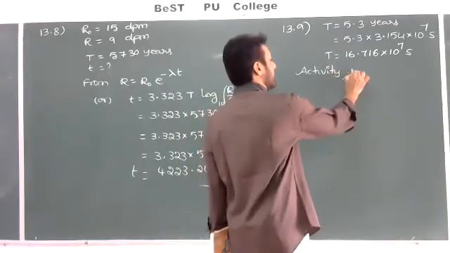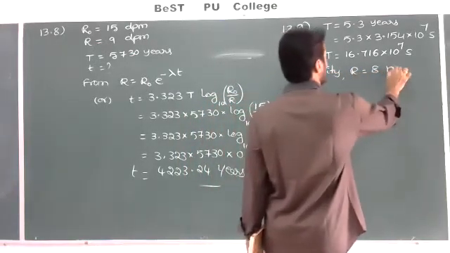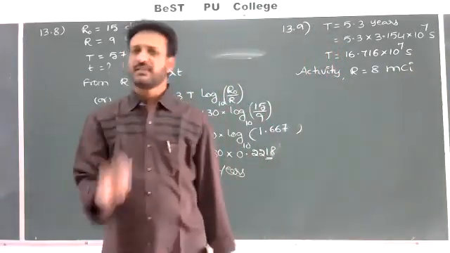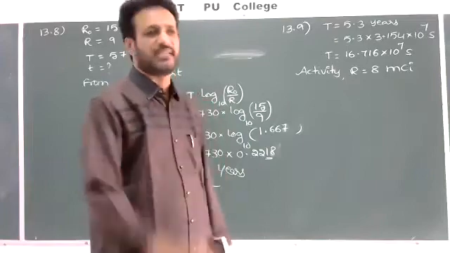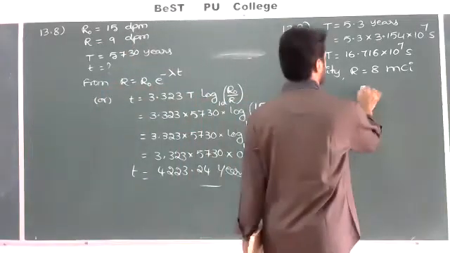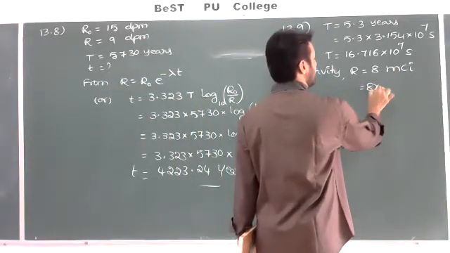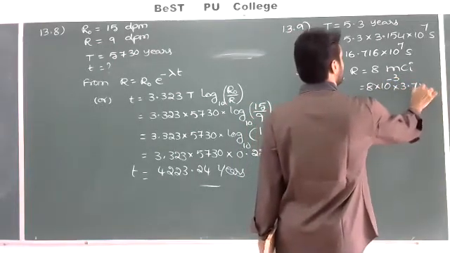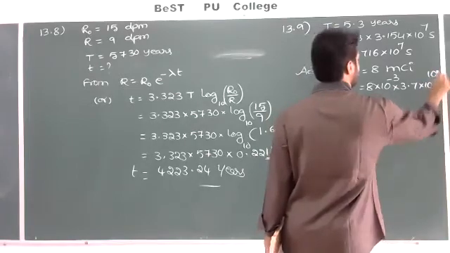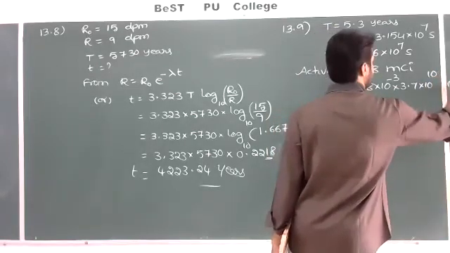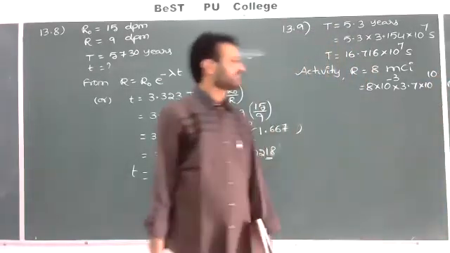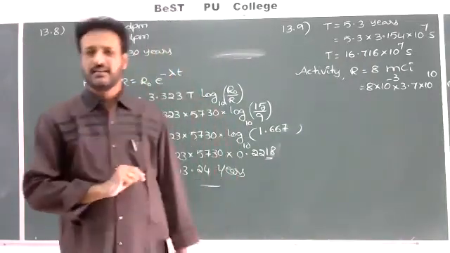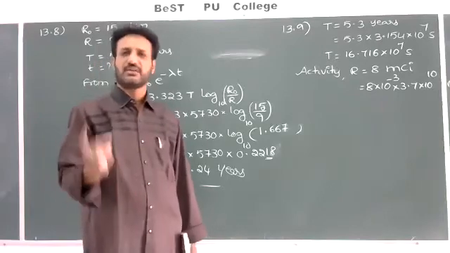Activity of the sample R is equal to 8 millicurie. They are given like this. But curie is not the SI unit of activity. Becquerel is the SI unit. We should convert the value also. 8 into milli, 10 to the power of minus 3. 1 curie value is 3.7 into 10 to the power of 10 becquerel or disintegrations per second. I have already given activity in 3 units: SI unit becquerel, and practical units curie and Rutherford.